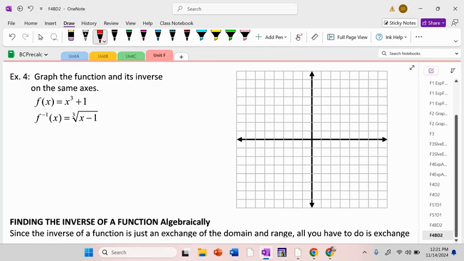0 cubed is 0, plus 1 is 1. 1 cubed is 1, 1 plus 1 is 2. You're going too fast. No, I'm not. You've got to be mathematically structured. 2 cubed is 8 plus 1. Why is he so mean? I don't know. It's Thursday. It's been a long week.